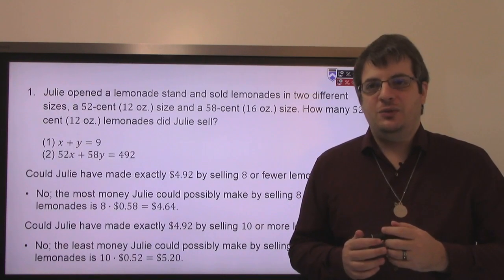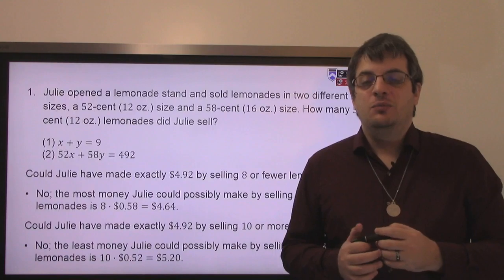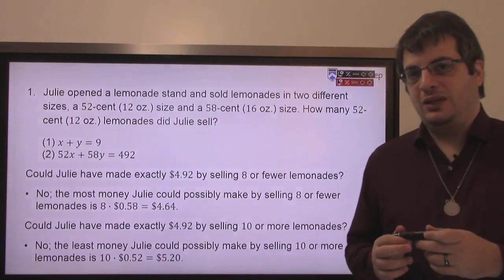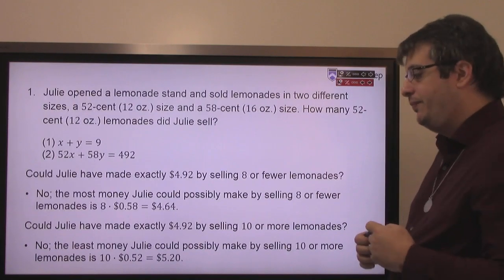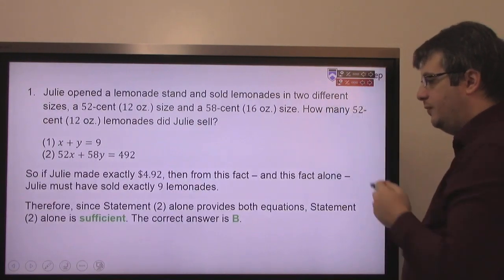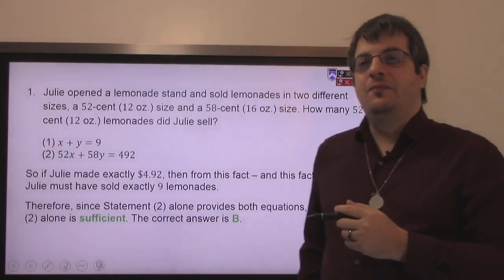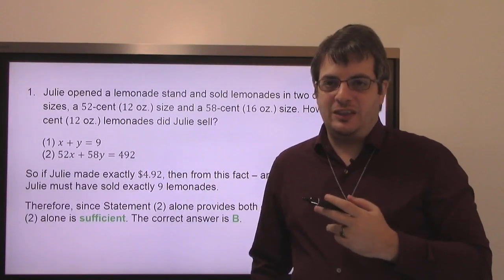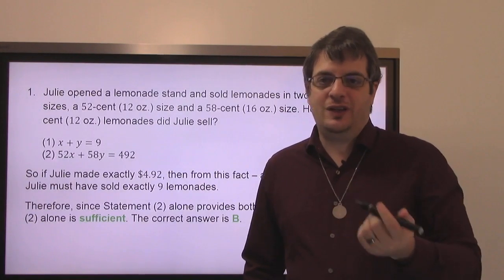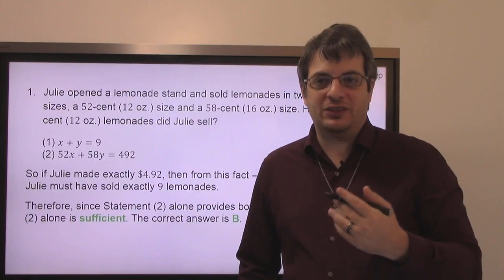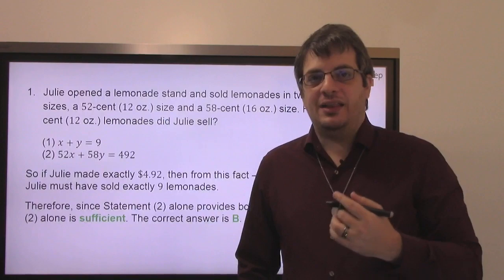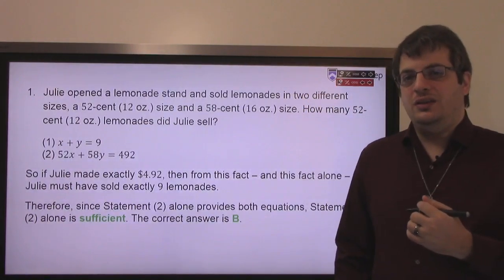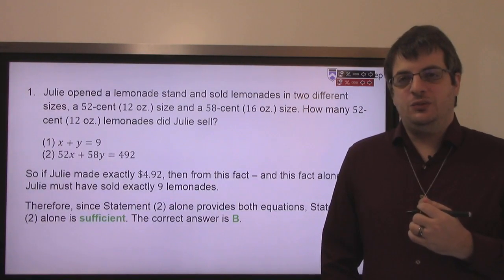Some people are throwing that equation in there. That's fine. But I want to get the conceptual aspect here more than I want us to solve that system algebraically. But here's the thing. If it had to be 9 lemonades based on only statement 2, then what did I need statement 1 for at all? Statement 1 is redundant. It tells me something I got from statement 2. And that means that statement 2 alone is sufficient. The correct answer was B.